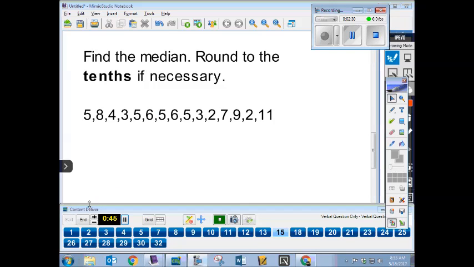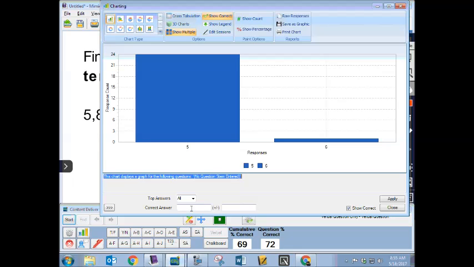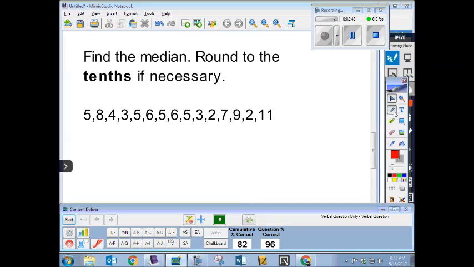Here we go, guys. Okay, so we had to find the median of this. Again, round to the tenths if necessary. It won't be necessary this time, but if it was on there, you might have to do it. So we had the majority of you say 5, which is really, really good. We'll go over it now.